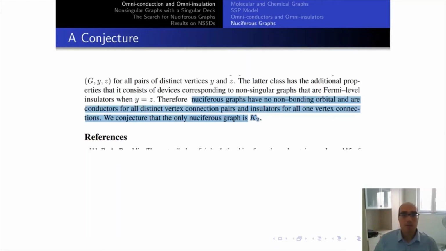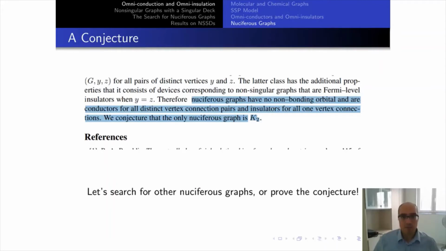The authors of the paper I've just mentioned concluded the paper by making this conjecture. The conjecture that the only nuciferous graph is K2. So they conjectured basically that there are no other nuciferous graphs. The point now is we want to find other nuciferous graphs, or perhaps prove this conjecture to show that there aren't other nuciferous graphs apart from K2.